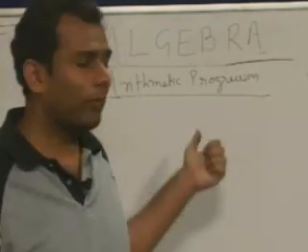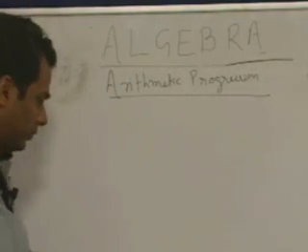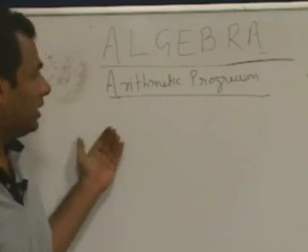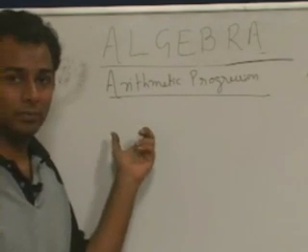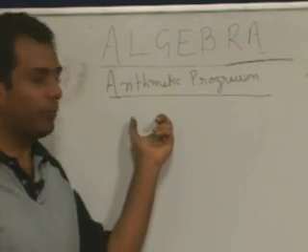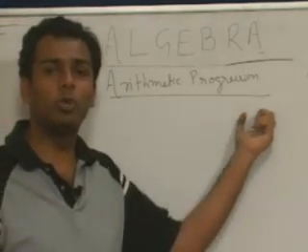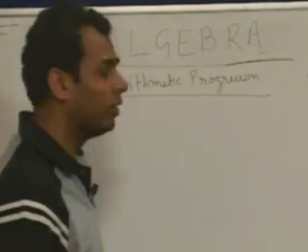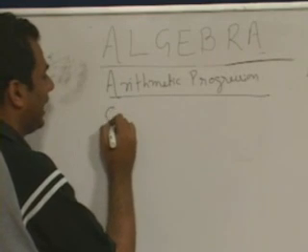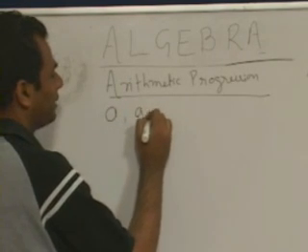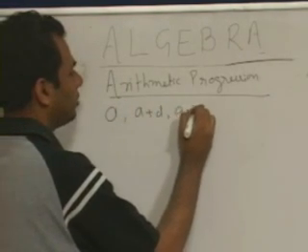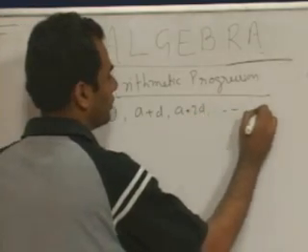Now, in case of AP, what is the definition of AP? We can say that any series will form an AP if the difference between two consecutive terms remains the same. For example, if the first term is A, the second term will be A plus D, the third term will be A plus 2D, and so on.